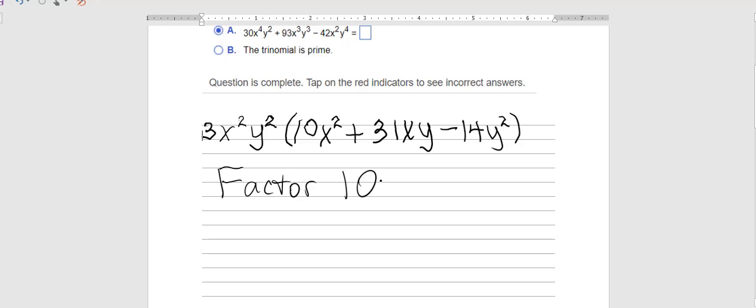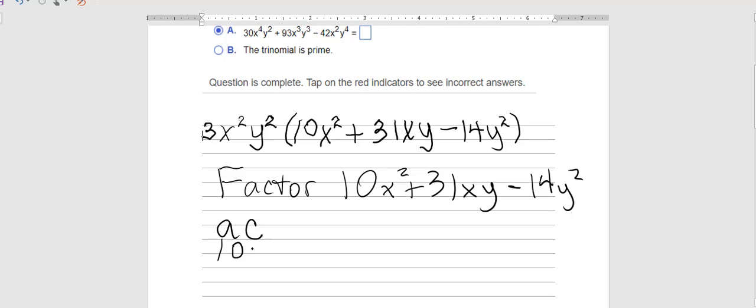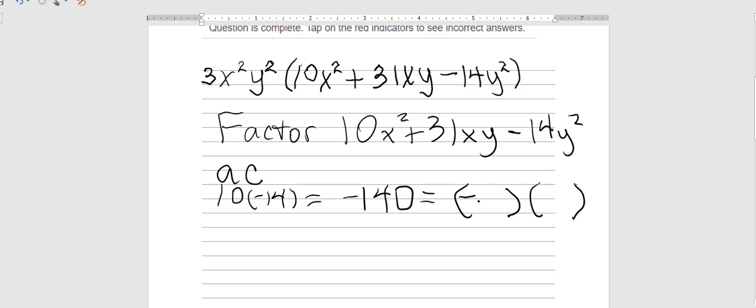So I'm going to factor this polynomial in parentheses, 10x squared plus 31xy minus 14y squared, using the AC method. A is 10, C is negative 14, and that multiplies to give me negative 140. So I'm looking for two integers that multiply to give negative 140, and if two integers multiply to give a negative, one of them has to be negative. These have to add to give me my B, which is 31.